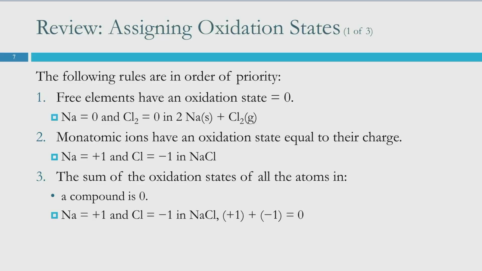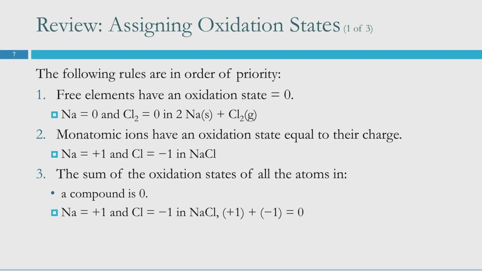The rules in order of priority. Free elements have an oxidation state of 0. And for things like hydrogen, nitrogen, oxygen, fluorine, chlorine, bromine, iodine, horses need oats for clear brown eyes, these normally exist as diatomic gases. And so Cl2, H2, O2, N2, for example, those are all going to have an oxidation state of 0. Any free element, oxidation state is 0. So that's our top priority.